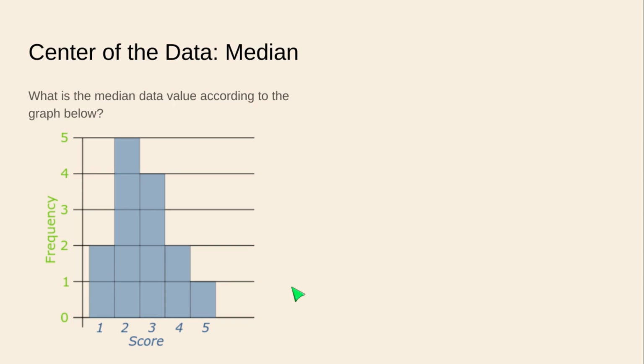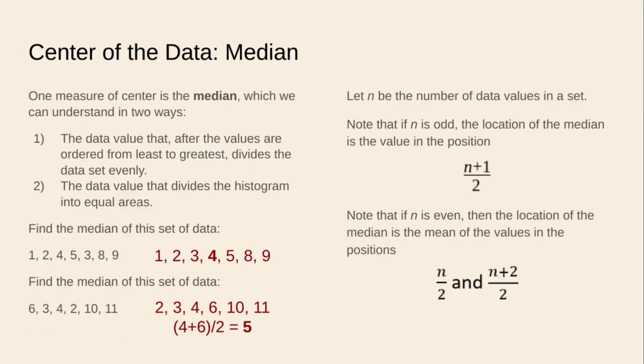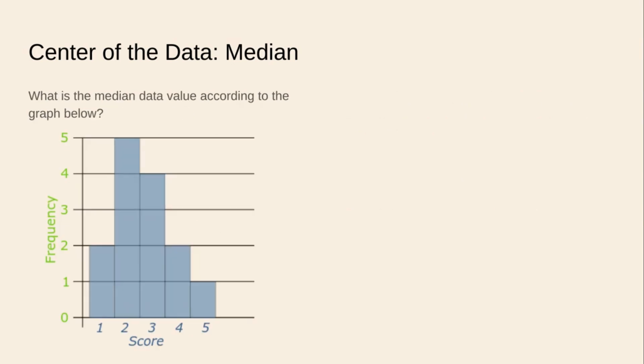So I'm going to count these data values. I have 2 here, I have 5 here, so that's 7, plus 4 is 11, 12, 13, and 14. I have 14 data values. That's an even number. So using the formula from the prior slide, I'm going to find the n over 2 and (n plus 2) over 2 values. So n is 14, n over 2 is 7, (n plus 2) over 2 is 8.